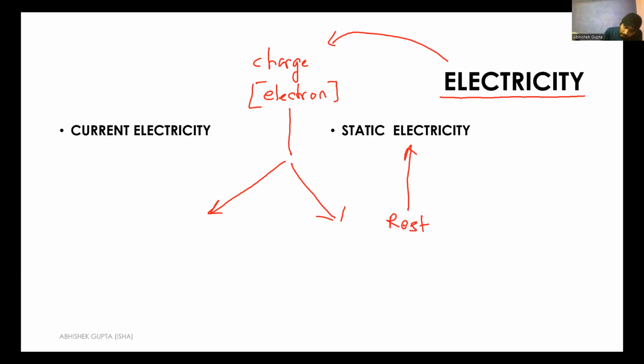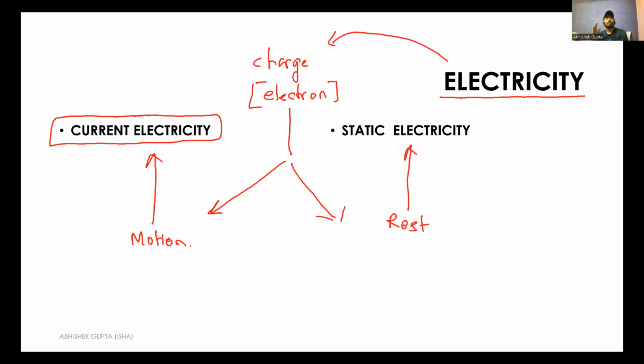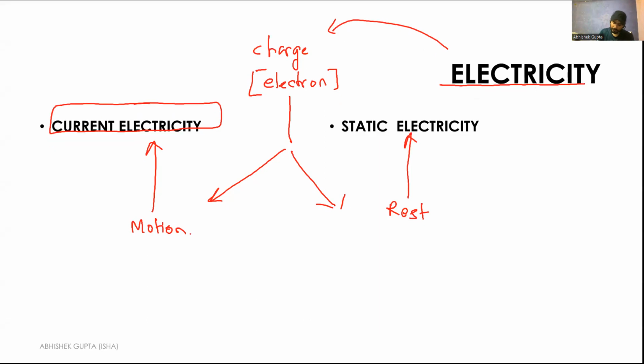Whereas when we study about the properties of charges when they are in motion, the branch which we refer to is current electricity, and this is the branch which we are interested in at this moment, current electricity. That means we study the properties of charges when they are in motion, that is when the electrons are in motion. Fine, done.